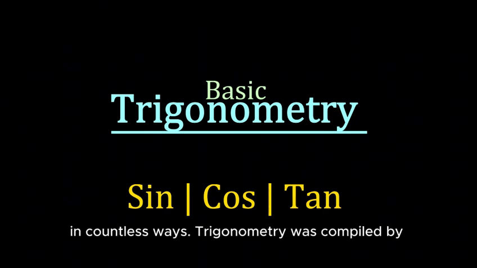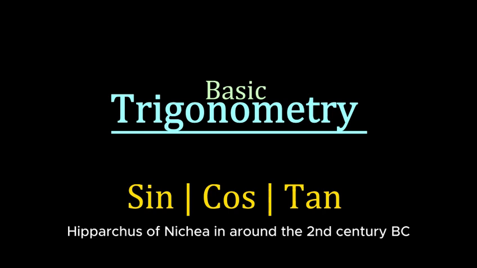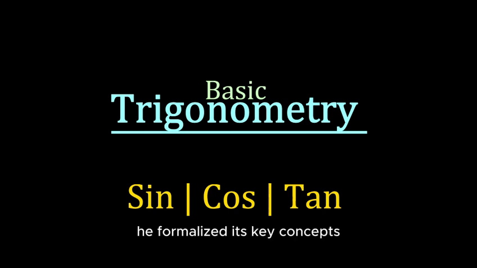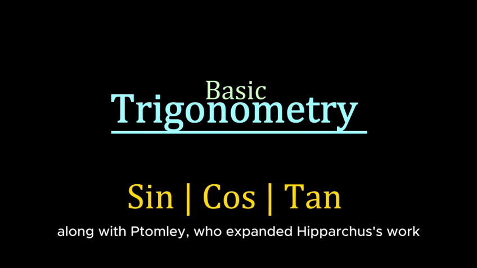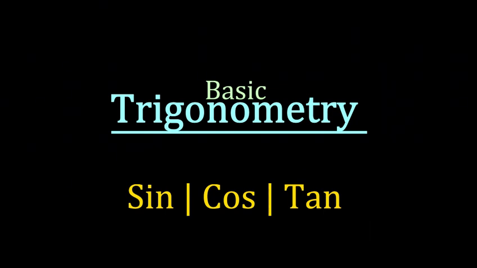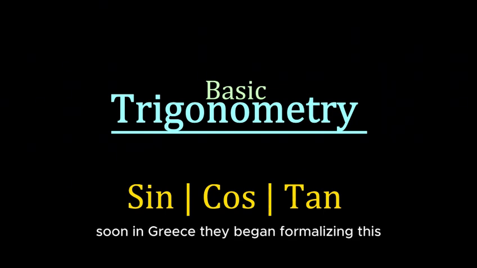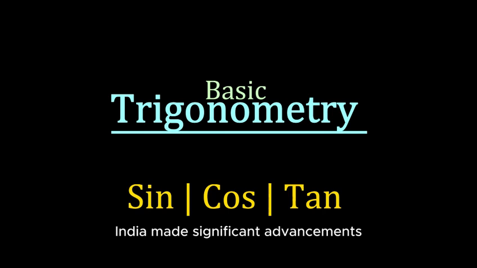Trigonometry was compiled by Hipparchus of Nicaea in around the 2nd century BC. He formalized its key concepts used by Babylonians and Egyptians, along with Ptolemy, who expanded Hipparchus's work. Soon, in Greece, they began formalizing this. India made significant advancements, Islamic scholars refined theories for astronomy, and during the Renaissance, trigonometry made its way into Europe.